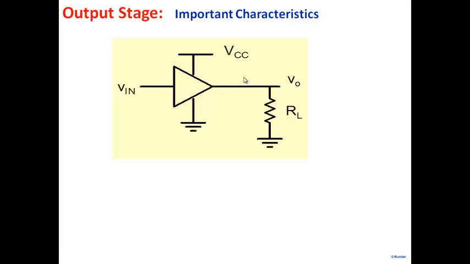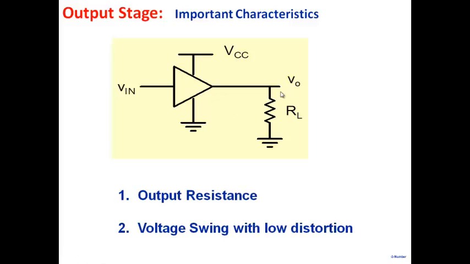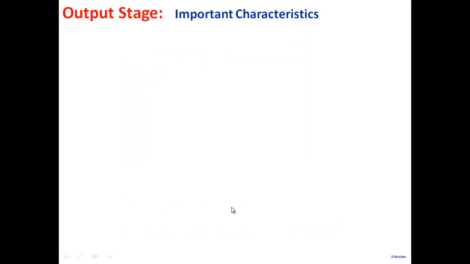Here is an amplifier, and we have a load resistance. When you want to interface it to a load, you want low output resistance. You also want voltage swing, obviously, because this is the place where the swing is going to be the highest. You don't want to distort your signal. Whatever the signal was, you want an amplified version of the signal to go to the load. So voltage swing without distortion is important. We have seen these two things earlier.